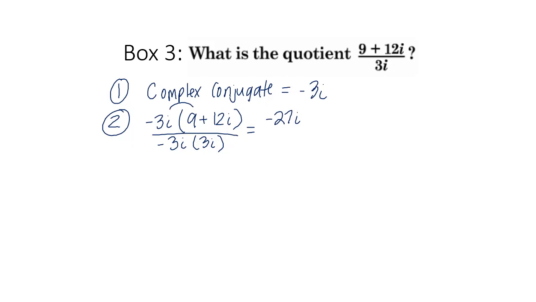We have negative 3i times 12i. That gives us negative 36i squared. We have negative 3i times positive 3i, and that gives us negative 9i squared. So we multiply the numerator and the denominator by our complex conjugate.